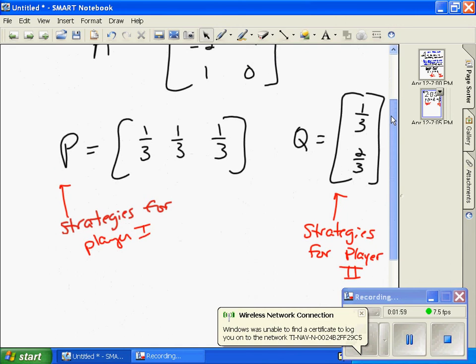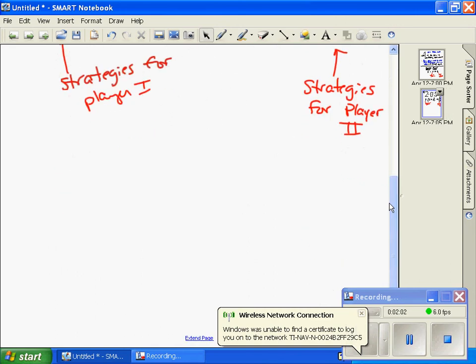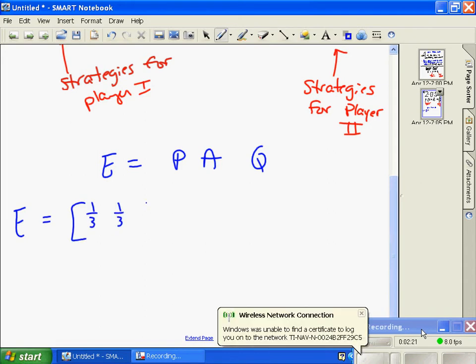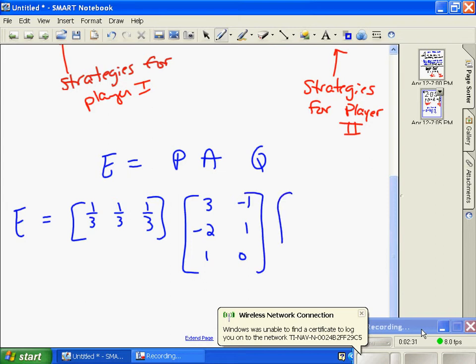Again, I would not multiply these matrices by hand. Let me write this formula here: E is equal to PAQ. So my expected value is going to be my P, which is 1/3, 1/3, 1/3, times my matrix A, which is 3, -1, -2, 1, 1, 0, times my matrix Q, which is 1/3, 2/3. Now I'm going to throw that in my calculator all at one time.